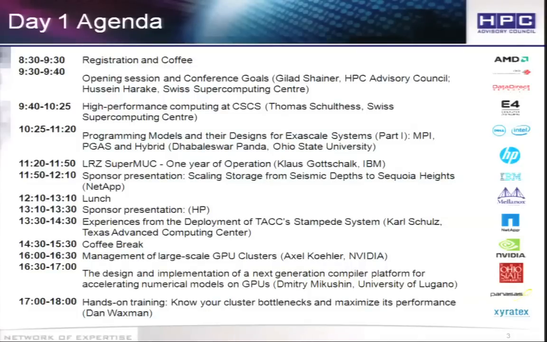So this is what we're going to have today on the agenda. After the opening, we're going to have Thomas Schultes from CSCS bring the first keynote session, and then we're going to have sessions by DK. DK Panda from Ohio State University is going to cover the MPI side of the world, and he's also going to cover the big data side as well. I think that's tomorrow. So that will be interesting. A session on LRZ, a session on TAC, covering two of the large systems that exist in the world, a session on GPU, and a hands-on session at the end of the day, which will provide you more in-depth, hands-on information about clustering and performance bottlenecks. Now, I would pay attention to that session.